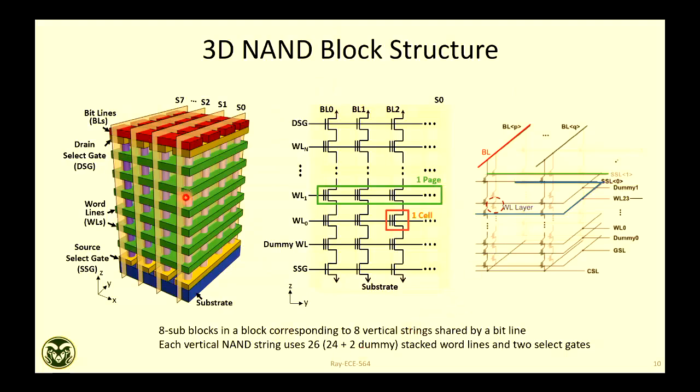If you want to visualize the same thing in 3D, this is how you can visualize it. This is one global bit line. You take a cut, you get this diagram. Can anyone guess how many bit lines will be there in a block?